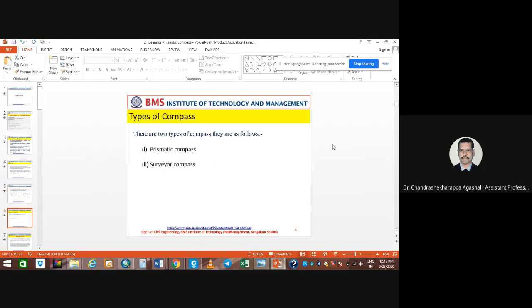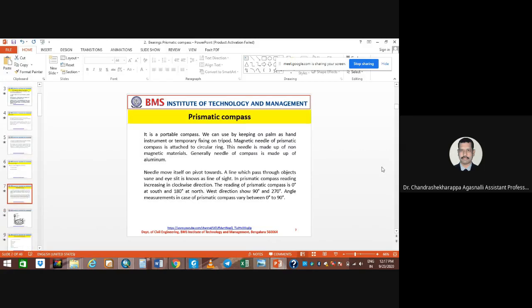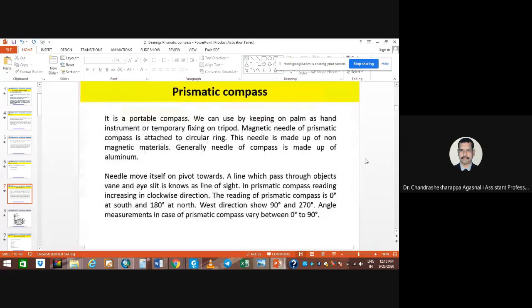Here there are two types of compass that you are going to use: one is the prismatic compass, another is the surveyor compass. What is the major difference? Let us start with the prismatic compass, which is very portable and can be held in the hand or temporarily fixed on a tripod. When you hold it in your hand, it may not be stabilized properly; your hand may shake, making it difficult to take readings and to center. That's why we generally keep the compass fixed on a tripod.